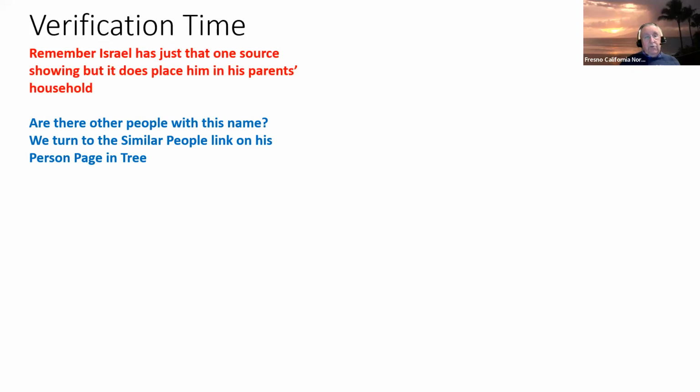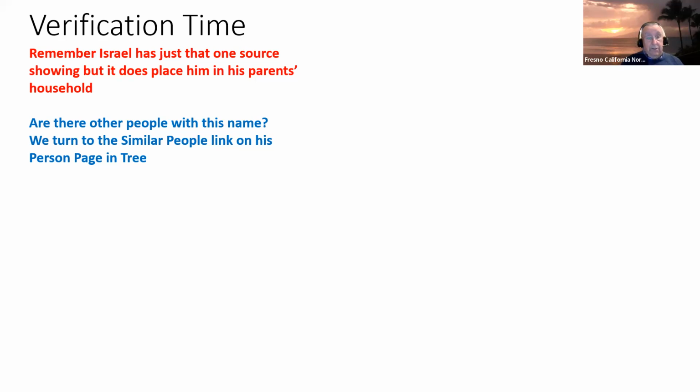Could there be other records in Tree? Now, this record's in Tree right now. I'm looking at a record of Israel Shermer in Tree. Could there be a duplicate in there? It says no possible duplicates. But I want to look at that similar people link on his person page to see if there might be another Israel in there that's a little different, but is really him.